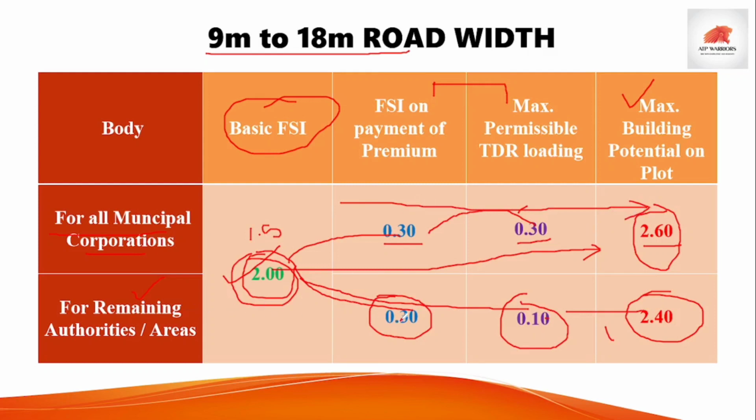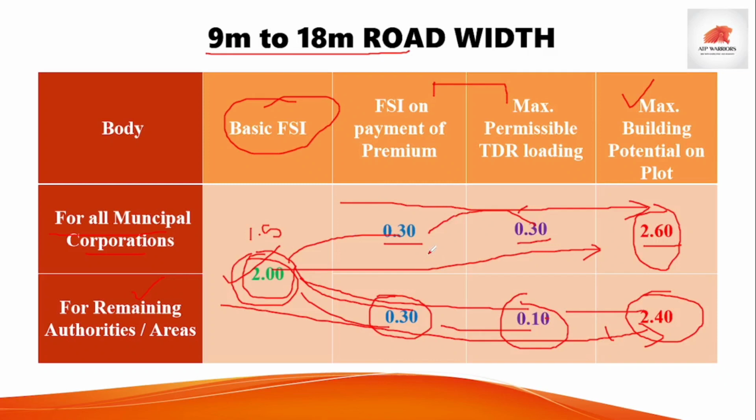And for the remaining authorities, the basic FSI is 2 for the plot facing a road 9 meter to 18 meter width, and the payment premium FSI is 0.30, and the maximum TDR loading is 0.10. Okay, so the summation of this is 2.40. So you must remember all these values, because we don't know how the question is being framed on this.